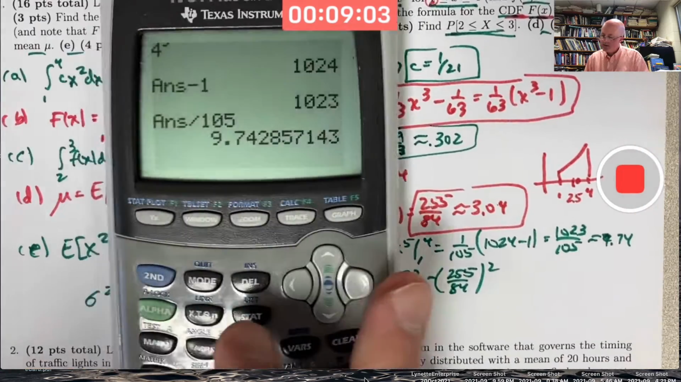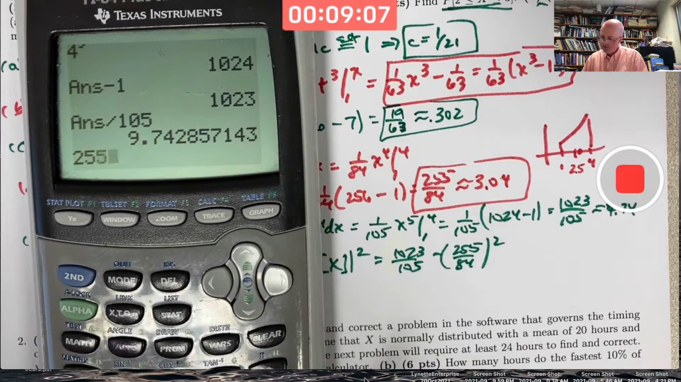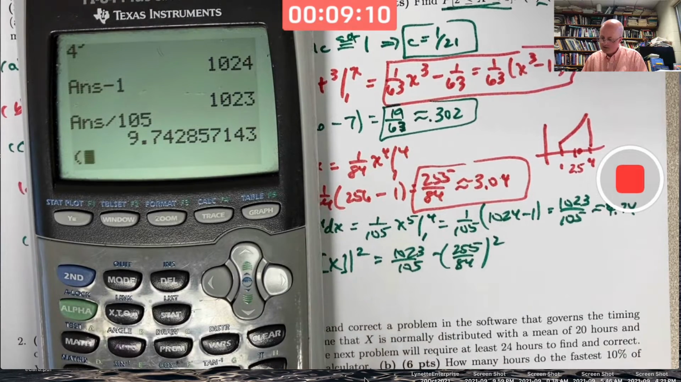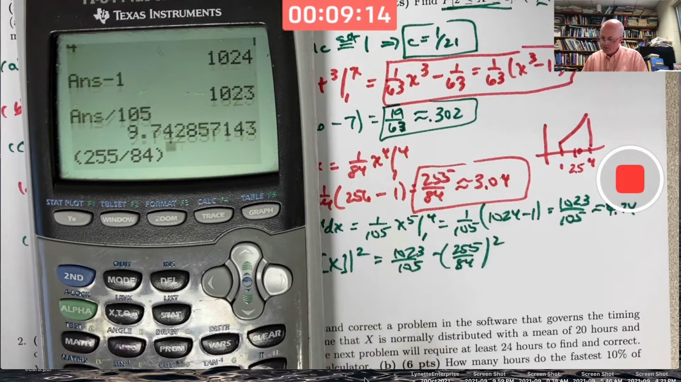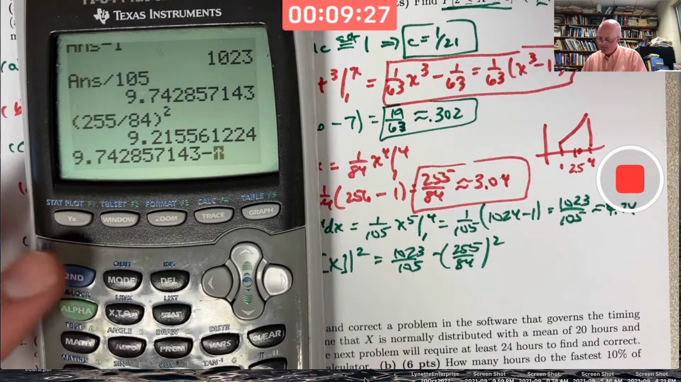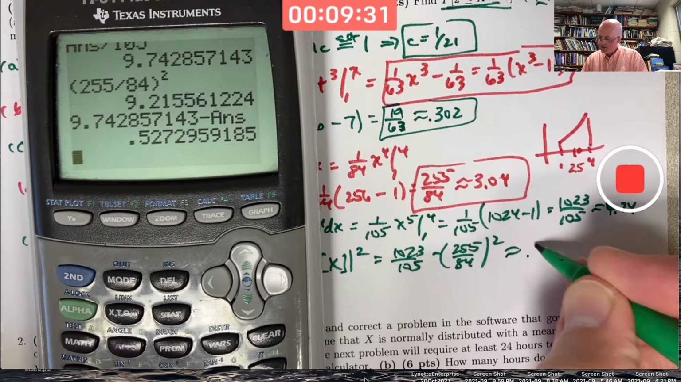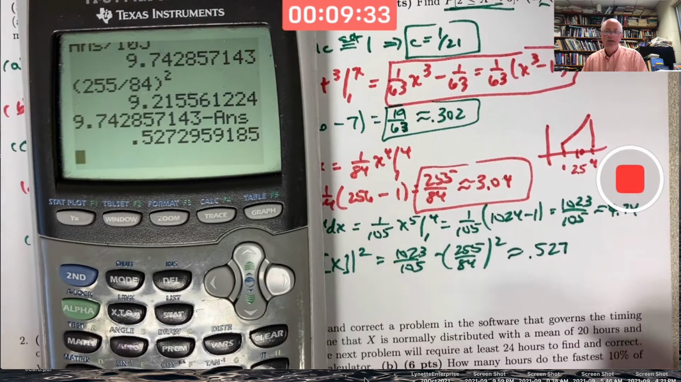All right, so here is the second moment. The first moment, again, is 255 over 84. Let me use parentheses here and just square it right away. 255 over 84, quantity squared. There's the second moment, and the first moment squared, excuse me. 9.742857143 is the second moment minus the first moment squared. The variance is about 0.527.